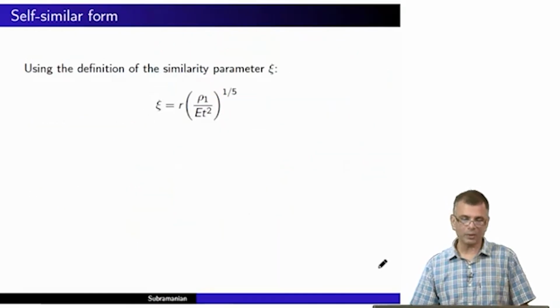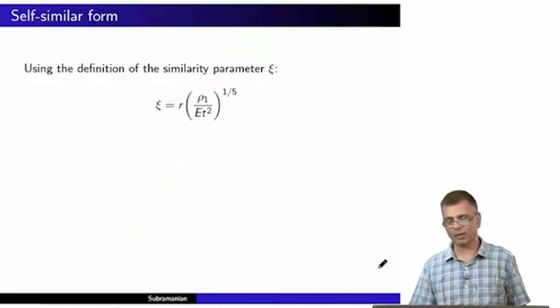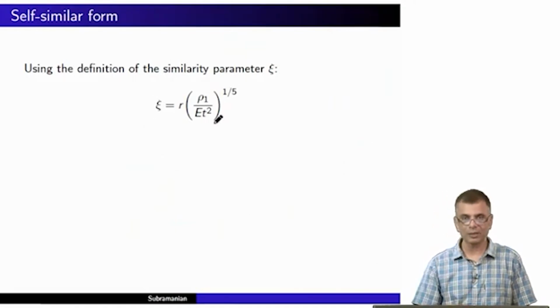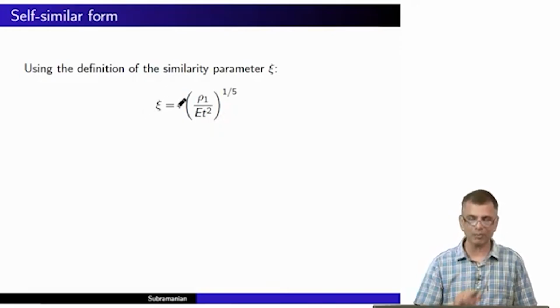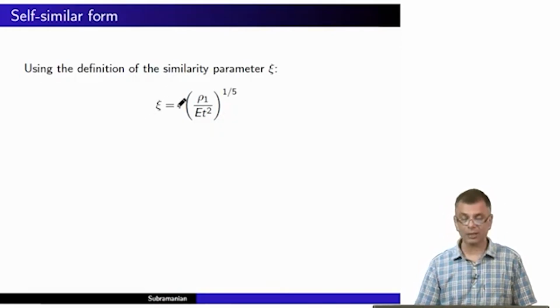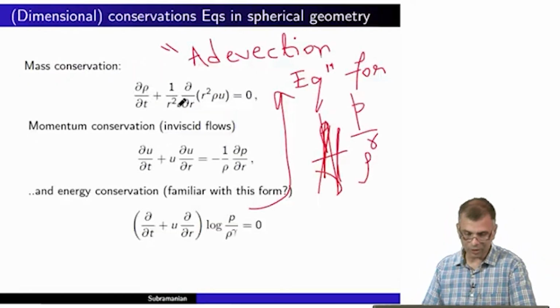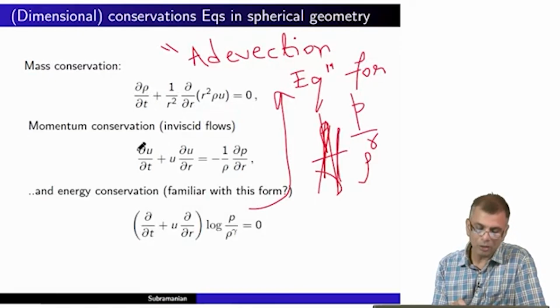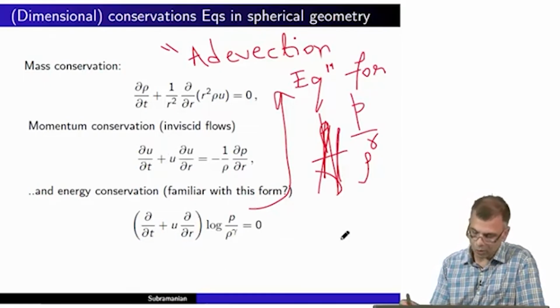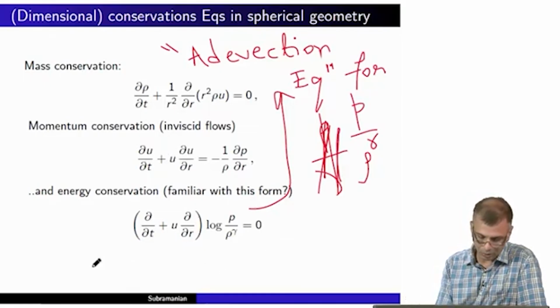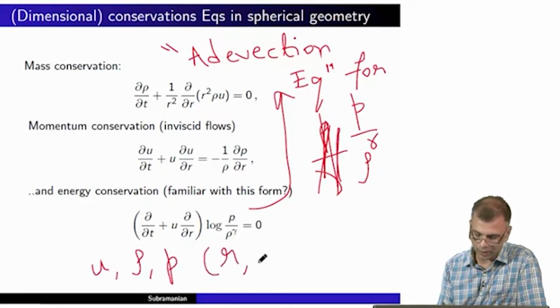Okay, now using the definition of the similarity parameter psi, you remember this, right? This is how psi is related to the dimensional radius r. We get, and this is very important, all of this you see here, there's a partial u partial t and there's a partial u partial r. So in other words, u, rho, p, all of these are functions of r and t, hence the partial derivatives.